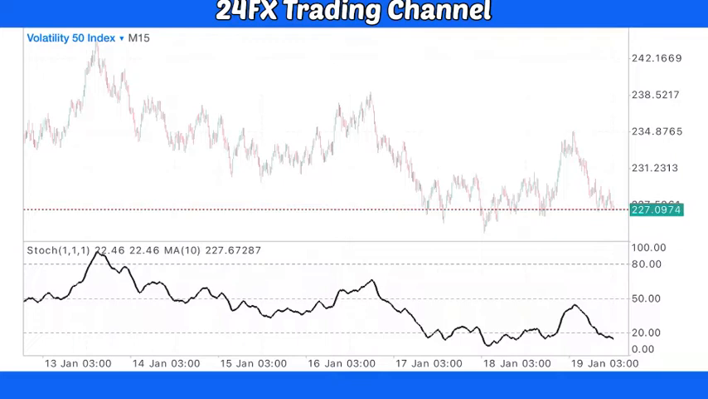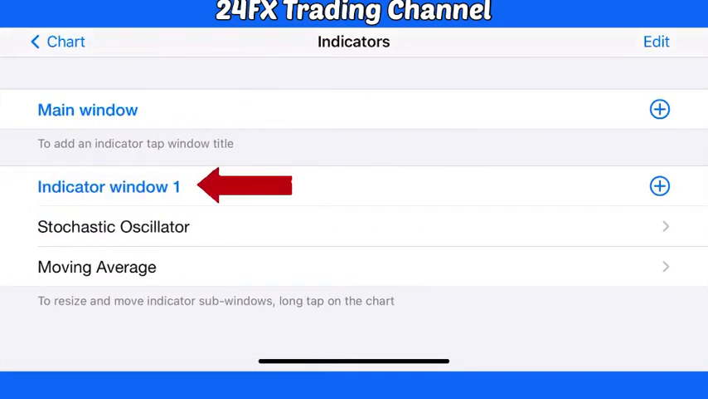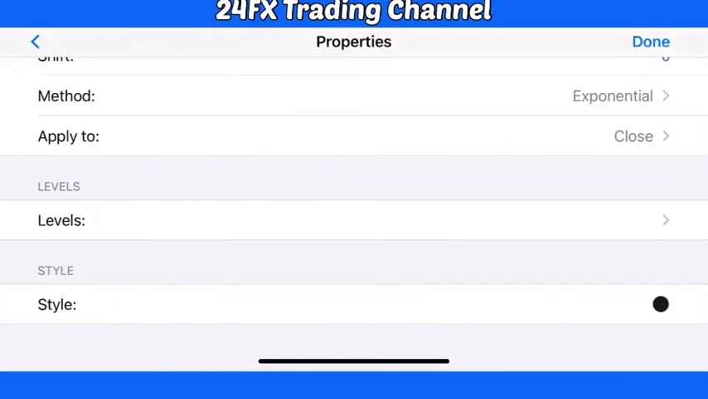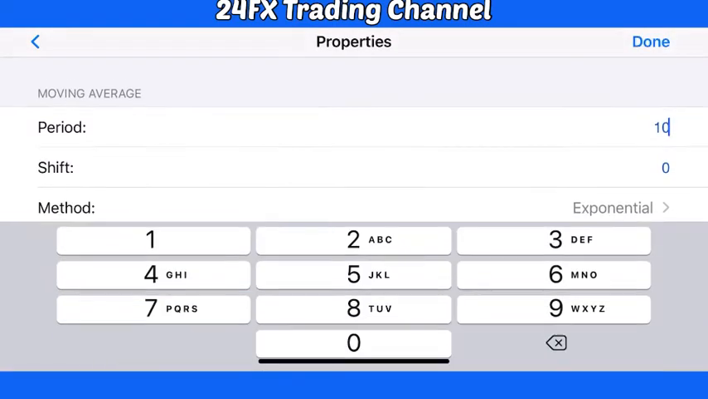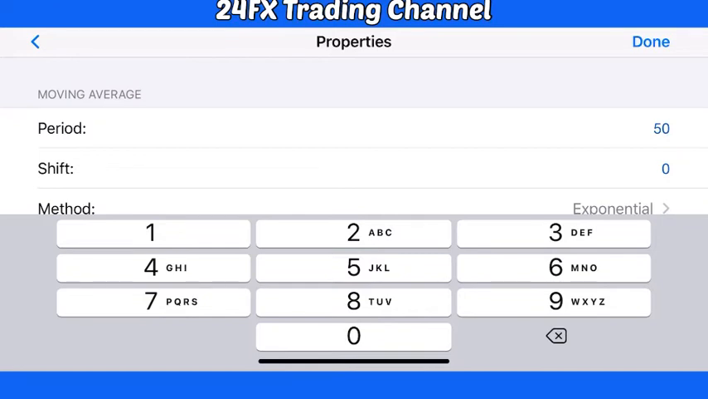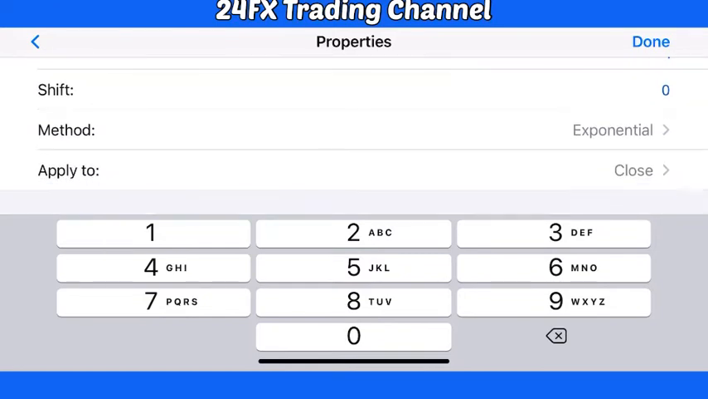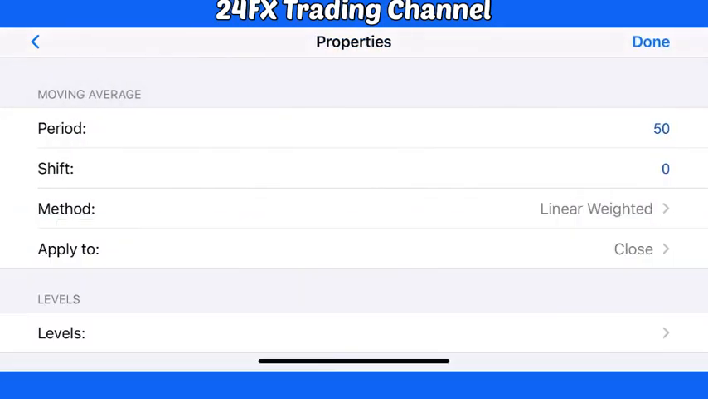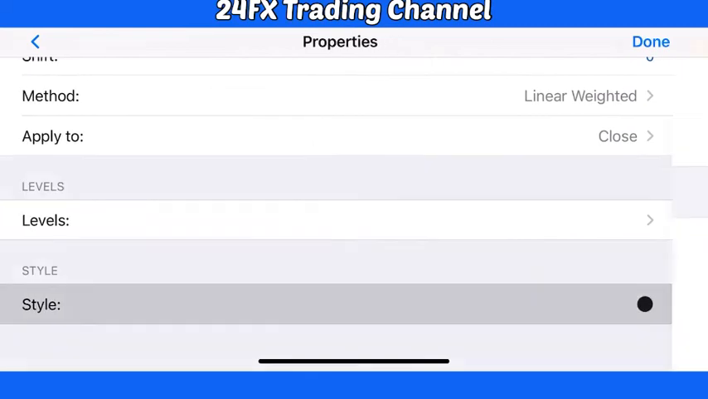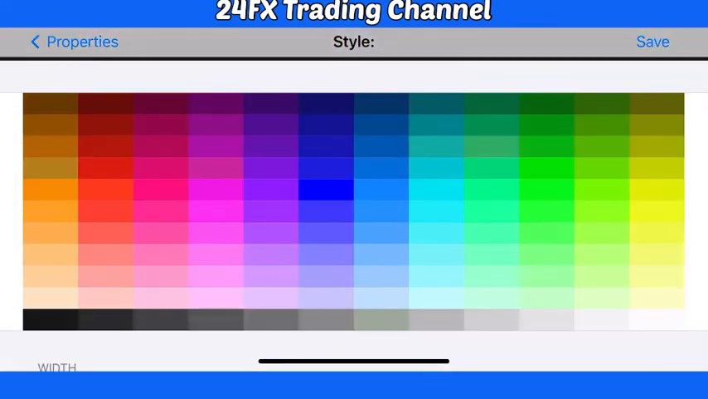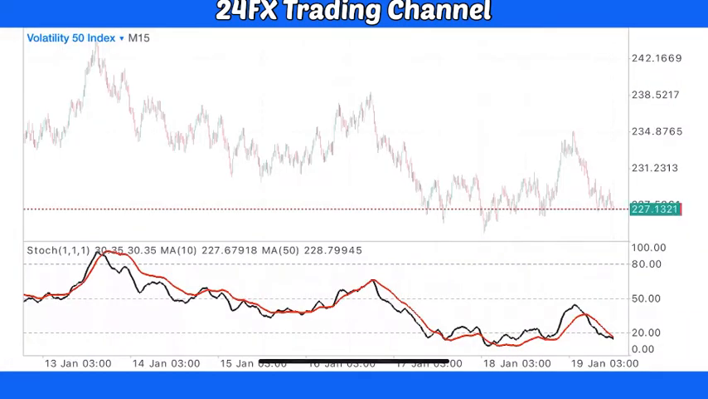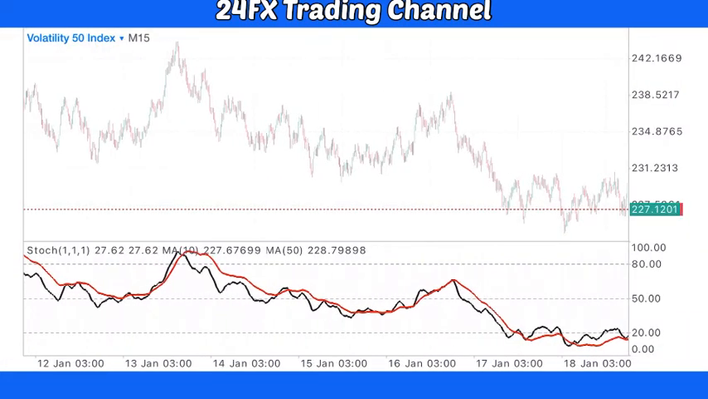Now we click the F sign again. We go to indicator window 1, and we click on moving average. Okay, now the period for this moving average is 50, shift 0, method. Pay attention here. The method for the 50 moving average is linear weighted. Okay, apply to close, and I'll choose the color red. You can choose any color of your choice. Now we click done. All right, so this is how the chart will look like.